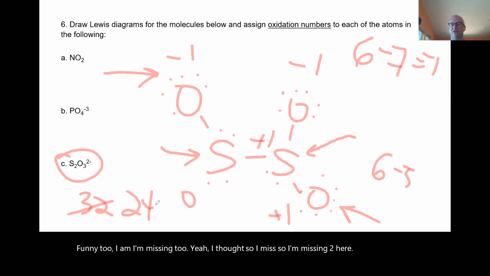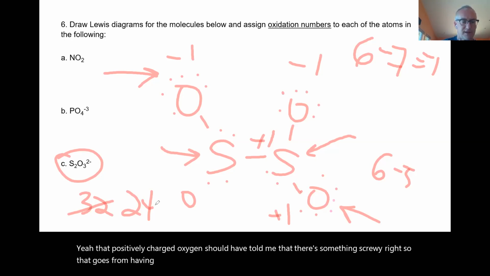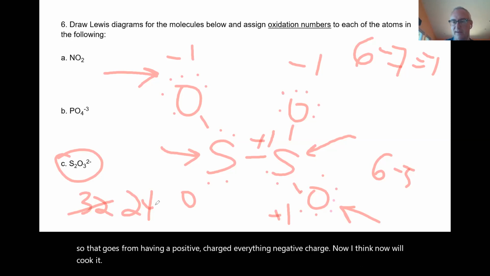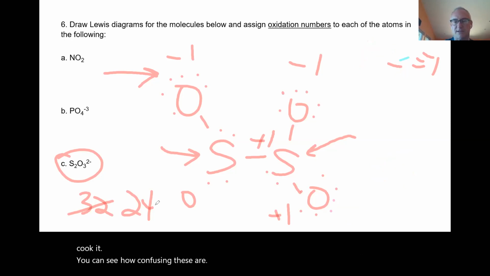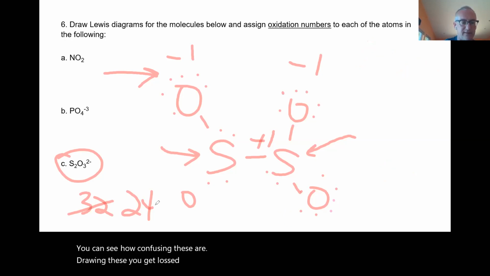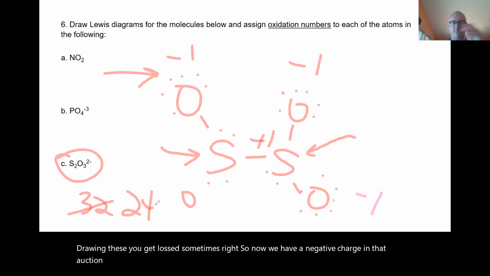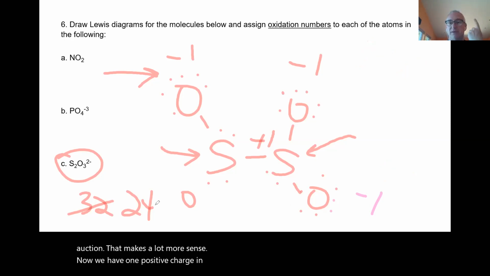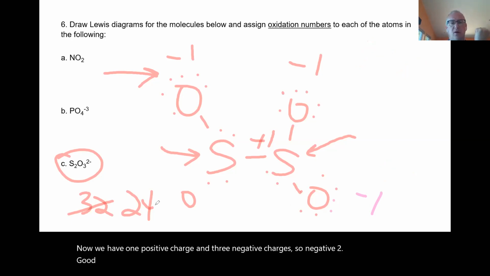Yeah, that positively charged oxygen should have told me that there's something screwy. Right, so that goes from having a positive charge to having a negative charge. Now, I think now we're cooking. Yeah, you can see how confusing these are. Drawing these, you get lost sometimes. Right, so now we have a negative charge on that oxygen. That makes a lot more sense. Okay, so now we have 1 positive charge and 3 negative charges. So -2. That's good, that makes sense. Okay, so we're on the right track.